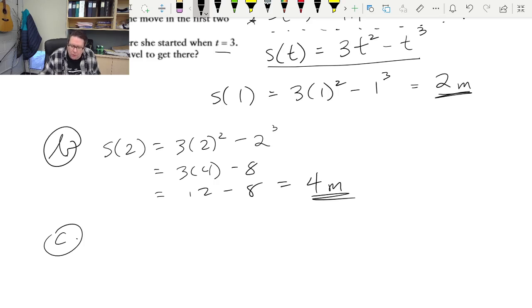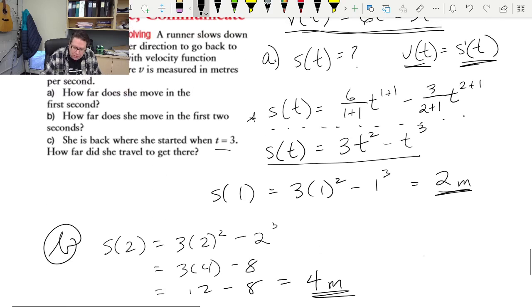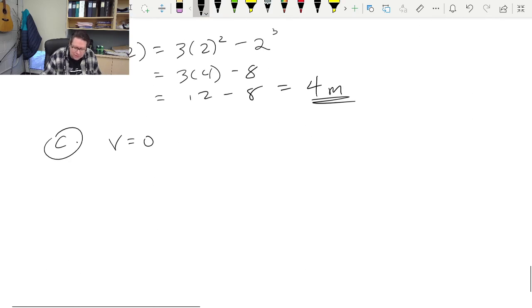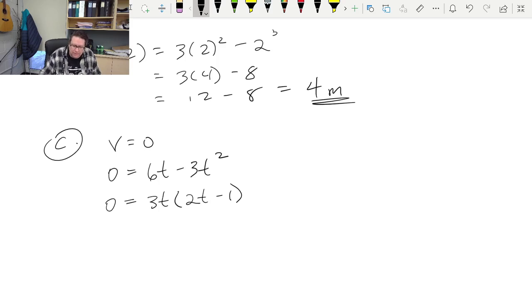So what I need to know is at what point did she turn around? And guess what that point is? That's the point when velocity is 0. So I take my velocity equation, which was again 6t squared minus 3t, and I set that to 0. And then I have to figure out at what time did she turn around. So that's going to be 0 equals 3t, and then that'll be 2t minus 1, right? You solve this by factoring.